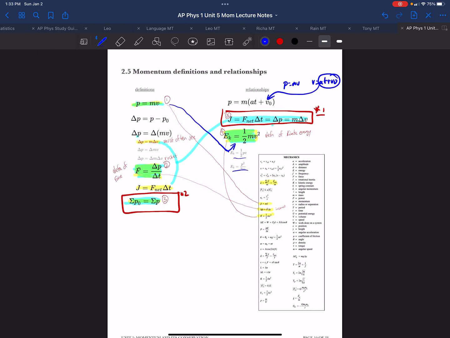All right, so at this point, you should be thinking about committing to memory this one, this one, this one, and this one, with the two that are red squares being the ones you really need to memorize because they're not given in any way, shape, or form on the formula sheet.